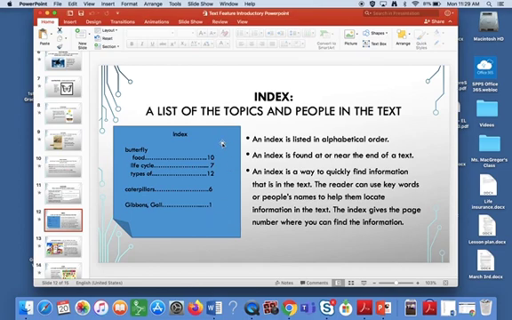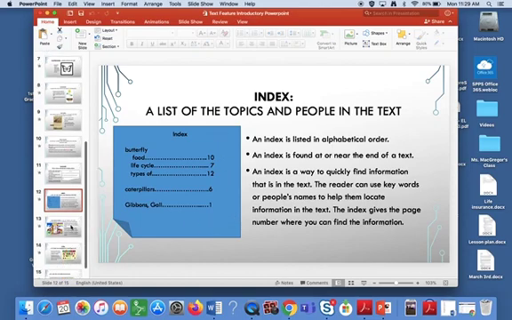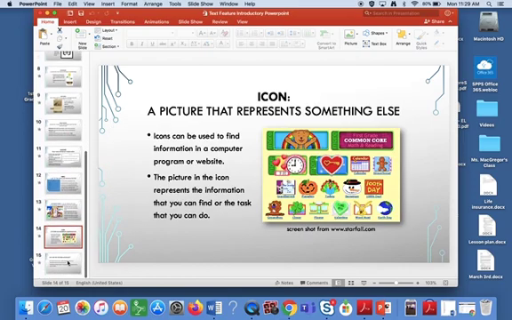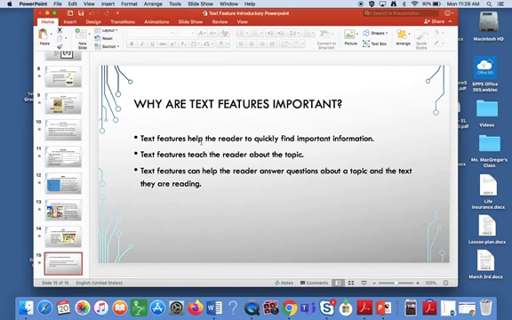Nonfiction books usually have either an index or a table of contents. So it's good to look in the front and the back of the book if you're trying to locate information quickly. We're not going to look at electronic menu or icon for right now, but I do really like this ending. It says, why are text features important? Text features help the reader to quickly find important information. Text features teach the reader about the topic, and text features can help the reader answer questions about a topic and the text that they are reading.